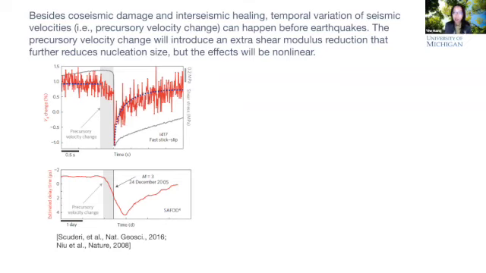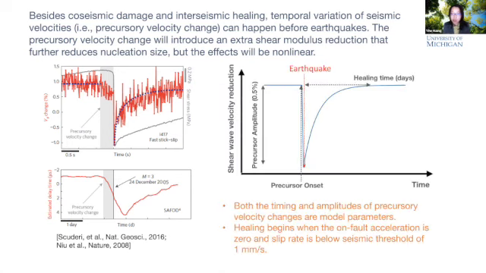However, this won't be a linear effect, because how much this nucleation size is reduced also depends on the precursory onset duration. So here, to understand this effect, we are going to prescribe a precursory velocity reduction as the fault starts accelerating. And then after the earthquake occurs, once the fault acceleration is 0 and the slip rate is below the seismic threshold, which is 1 millimeter per second, we also allow this velocity to heal back to the pre-earthquake level. So it doesn't really affect the second earthquake in the cycle.